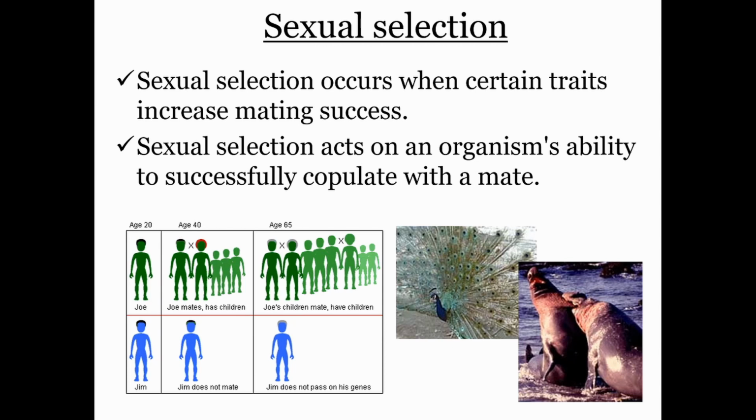If someone does not mate, it means that they're not going to pass their genes on either. So if someone does not mate, when it comes to natural selection, it doesn't matter how long that individual lives, because the genes were never actually passed on.